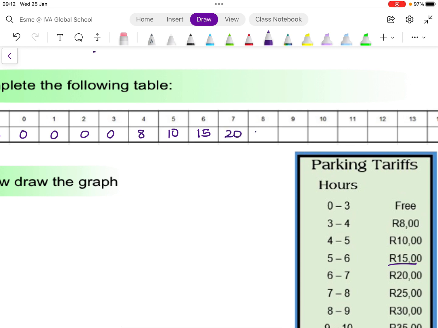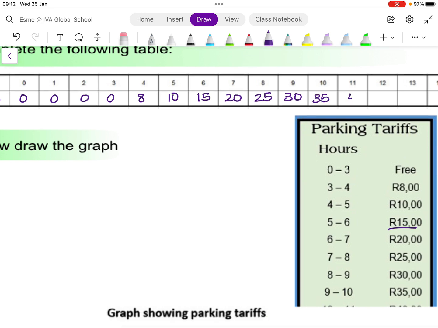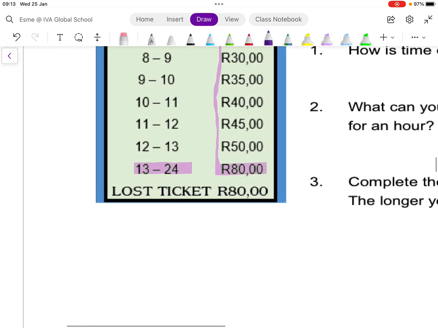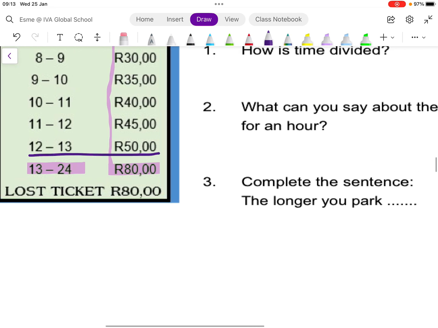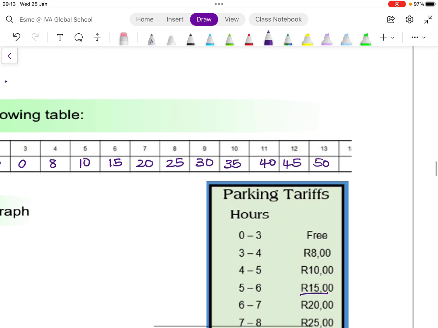8 hours, 25, 9, 30, 10 will be 35, 11 will be 40, 12 will be 45, 13 hours would be 50. Let's just go and check on our parking. So 13 hours is 50 Rand, and thereafter you are going to pay 80 Rand. So 13 hours is 50, and then from 14 to 24 is going to be 80 Rand.